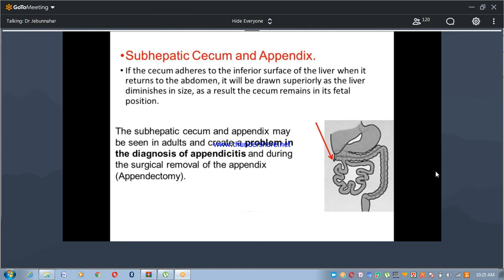The appendix will remain with the cecum in that place, a subhepatic appendix. The subhepatic cecum and subhepatic appendix may be seen in adults and create a problem in the diagnosis of appendicitis and during the surgical removal of the appendix.